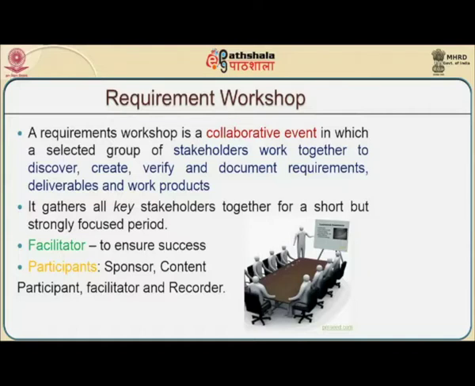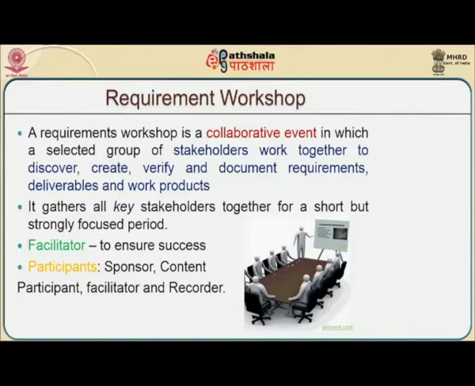So, this requirements workshop is a collaborative event where many participants actively take part, discussing various events and happenings, and try to create and verify all the requirements. So, this gathers all key stakeholders together for a short but strongly focused period. This happens in a strongly focused period, sometimes where there will be two major people involved.